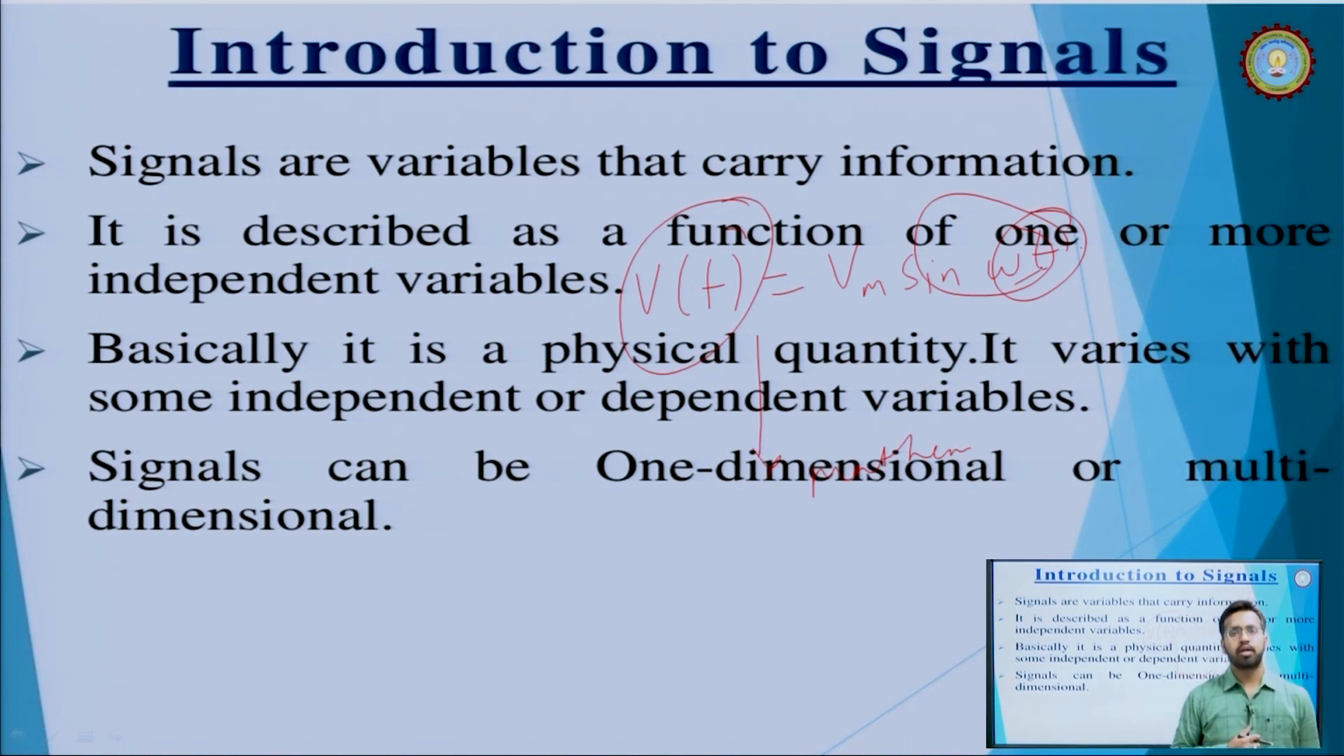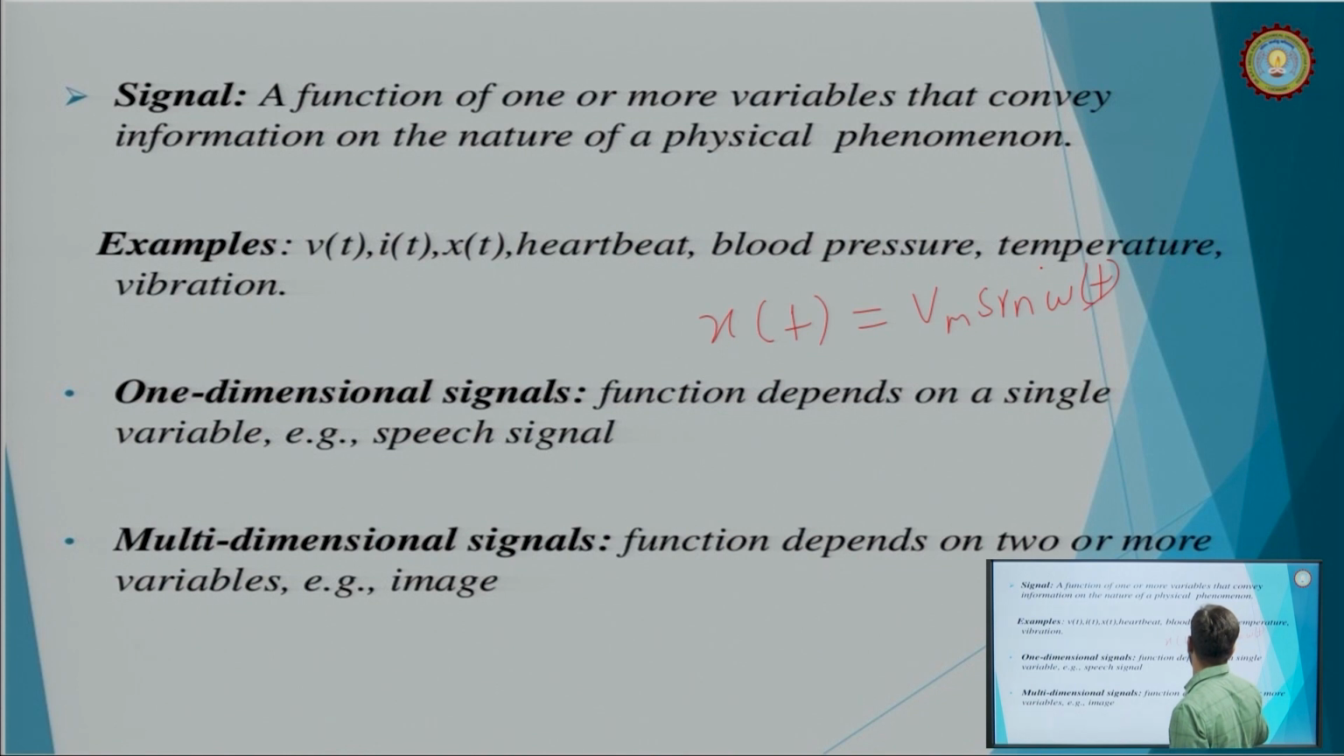Now, a signal can be one dimensional or it can be multidimensional. As we have seen, that was the one order, it can also be of the form x(t) equal to Vm1 sin omega 1 t plus Vm2 sin omega 2 t. So, it can be an addition of one or more signals also. Here we have two variables, omega 1 and omega 2. Basic examples are voltage, current, heartbeat, blood pressure, temperature, vibration, or anything. Even if you are speaking, or if there is noise, noise is also a form of signal.